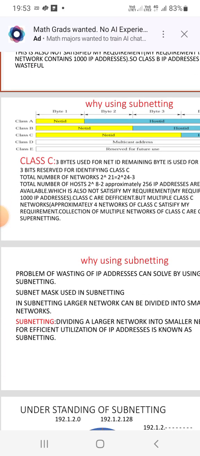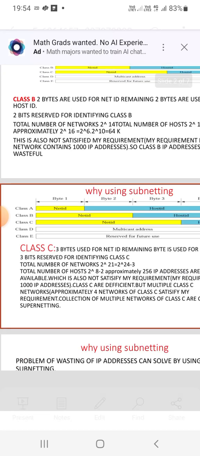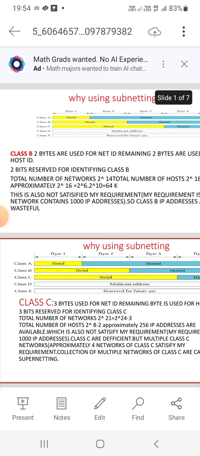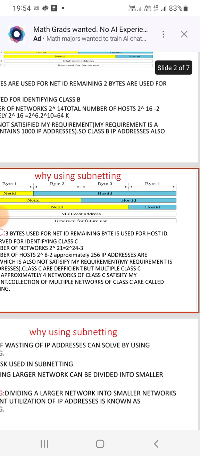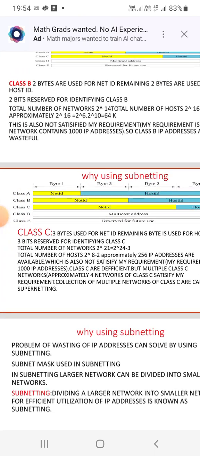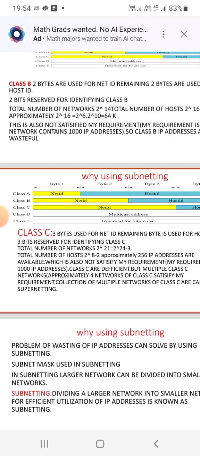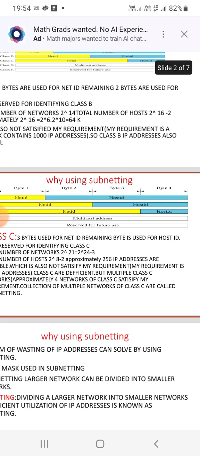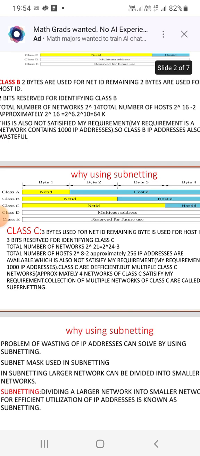Coming to class C. In class C, 3 bytes are used for net ID and the remaining byte is used for host ID. 3 bits are reserved for identifying the class, so the total number of networks is 2 power 21. Here I have written it wrongly as 2 power 24; it is 2 power 21. The total number of hosts is 2 power 8 minus 2, approximately 256 IP addresses are available.